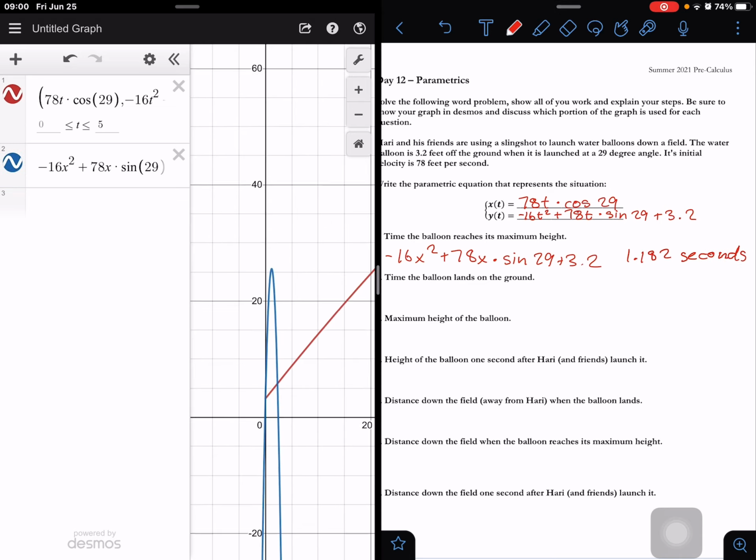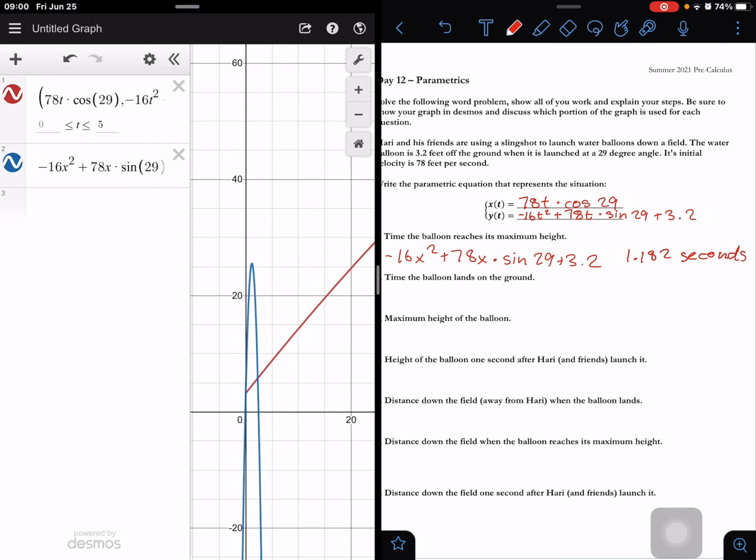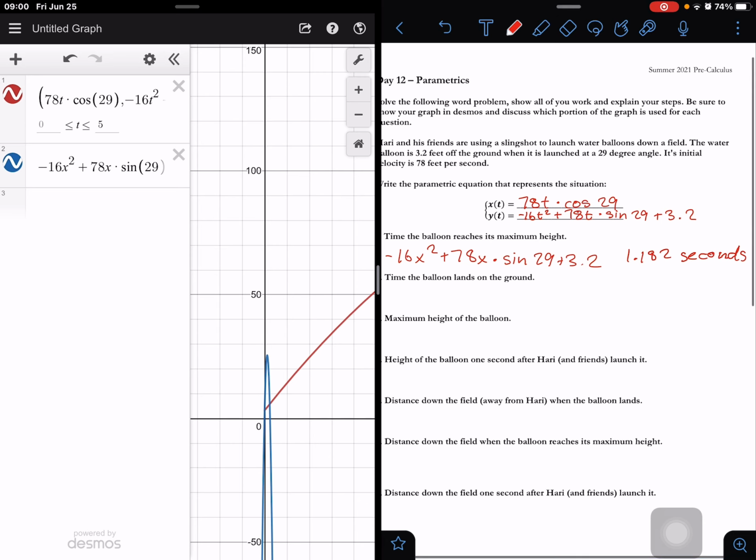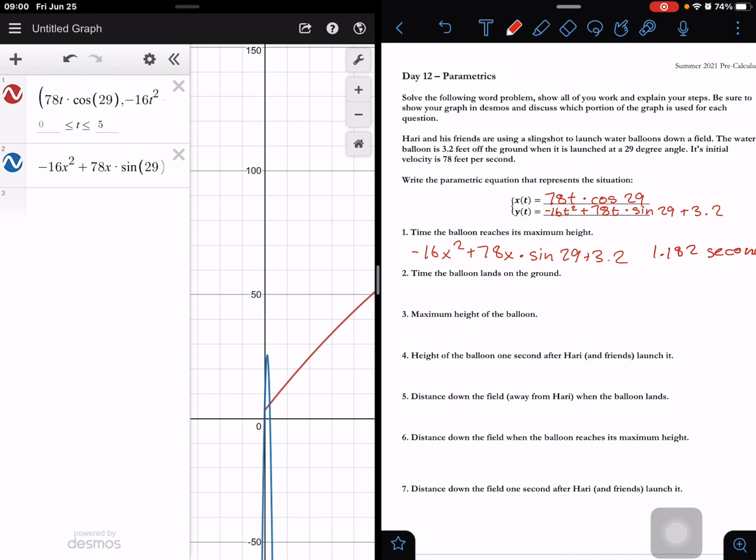And then the time the balloon hits the ground looks like it would be 2.445 seconds. And then the maximum height of the balloon looks like it would be 25.544 feet.